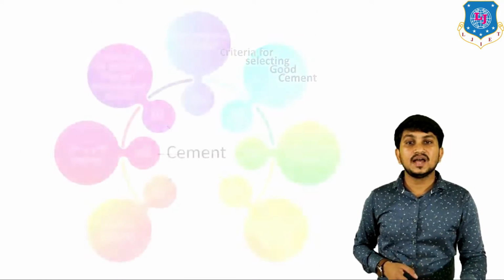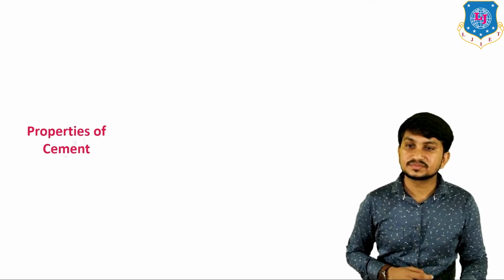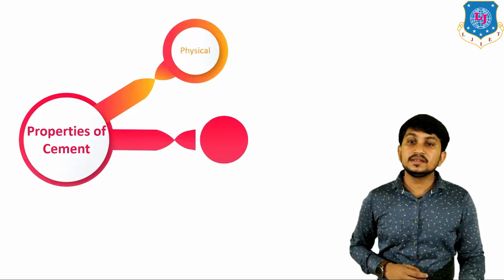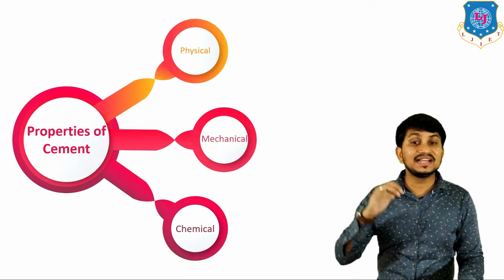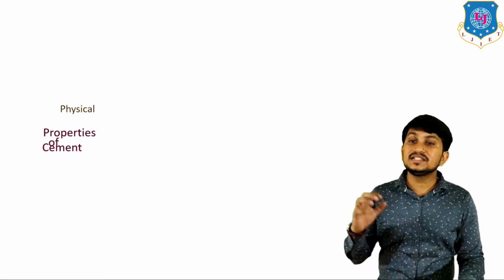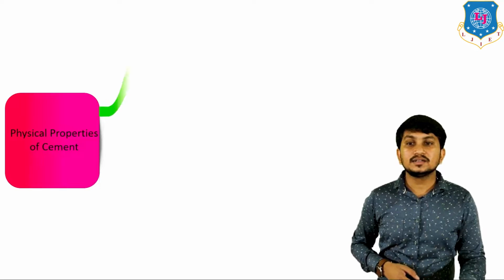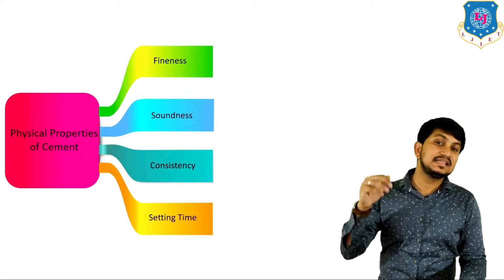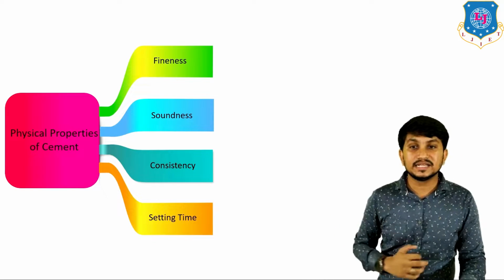Now let's discuss the properties of cement. The properties of cement are of three types. First is physical property, second is mechanical property, and third is chemical property. Let's discuss the physical properties of cement. There are four physical properties: first is fineness, second is soundness, third is consistency, and fourth is setting time.